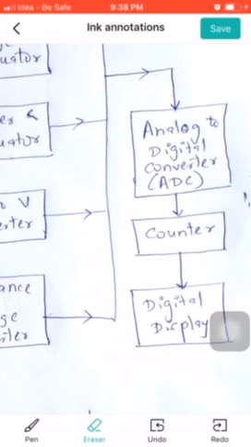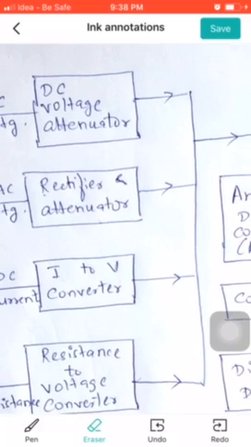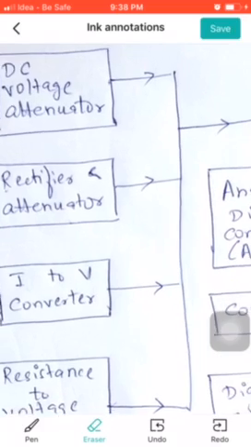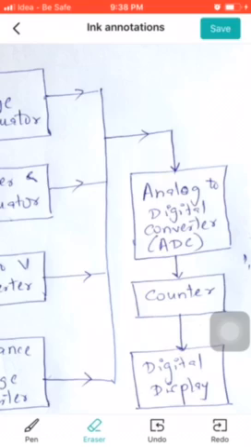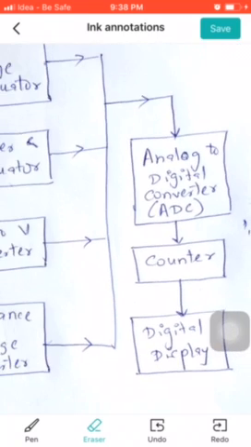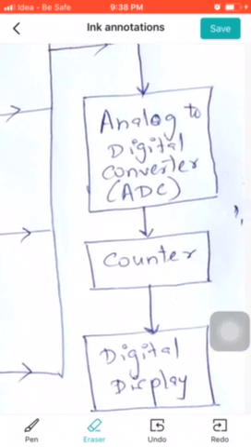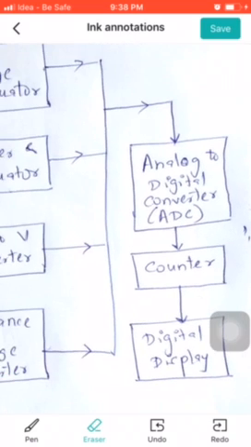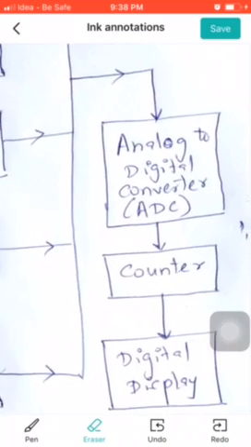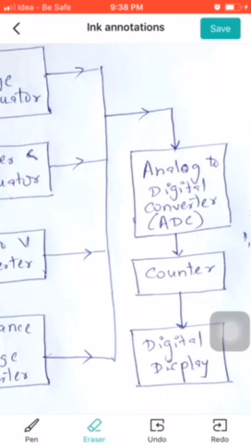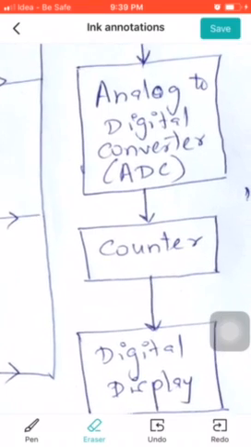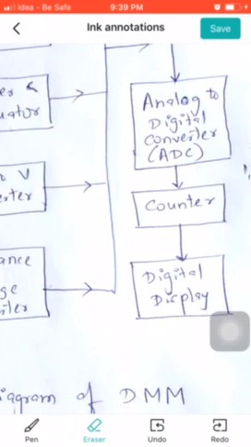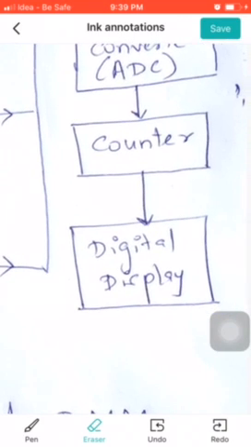So in short, whichever block is connected in the circuit, be it the DC voltage attenuator, the rectifier and attenuator, the I to V converter, or the resistance to voltage converter, the output of all is DC voltage, and that is given to the ADC. The ADC has taken inside DC voltage, which is analog in nature, and it is going to convert it into digital. Why digital? Because if you can see, at the end we have a digital display. So this ADC's digital voltage output is then given to the next block, that is the counter. The counter is used to compare the voltage that you have taken inside with some reference value. Suppose your voltage is 5.4 volt, then that 5.4 volt coming at the output of the ADC is compared with some reference value in the counter block, and finally it is ready to get displayed on the final block, which is called the digital display.